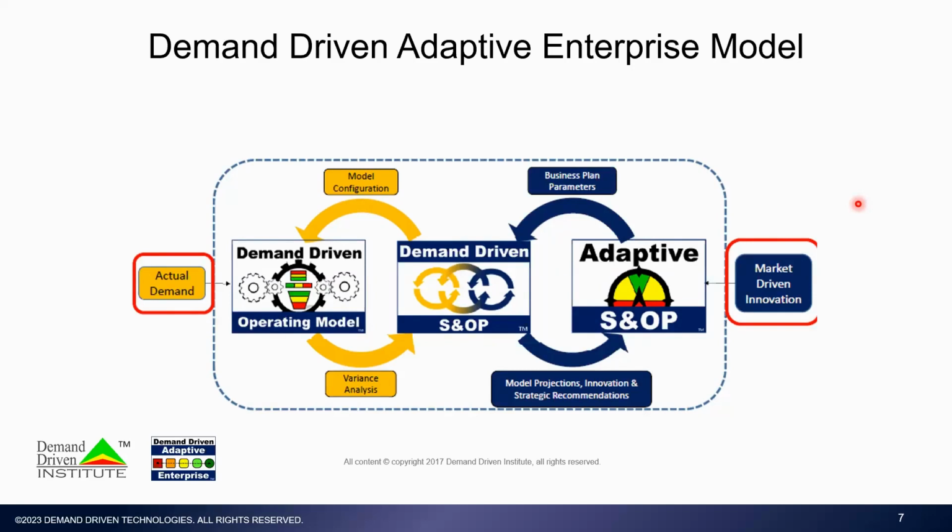And adaptive S&OP is really thinking big brain topics like, do we need to enter a market, perhaps in Europe or Asia, or do we need new plants, or do we need a different distribution model, and things that will take us perhaps 18 to 24 months to implement.